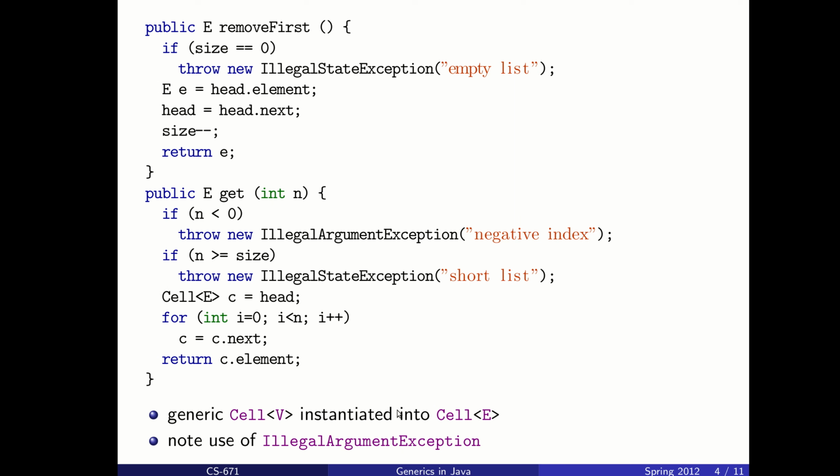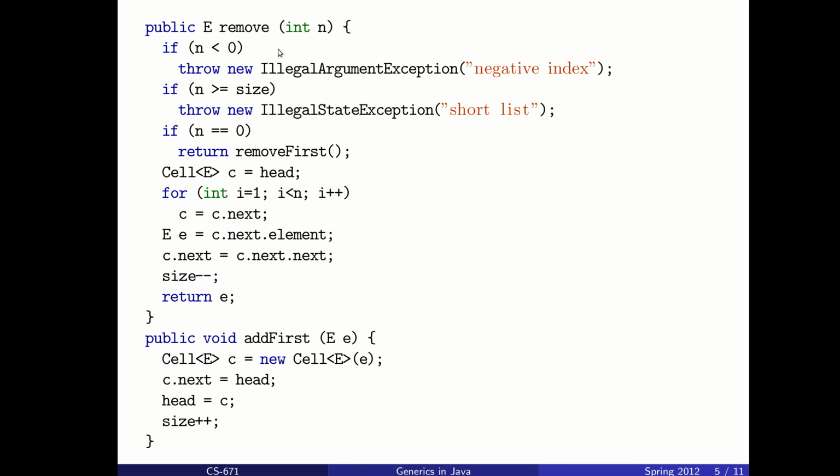We have to instantiate that cell as Cell<E> because, again, cells are static. They don't know our generic type until we tell it to them. And so we have to establish that this is a cell of E's.